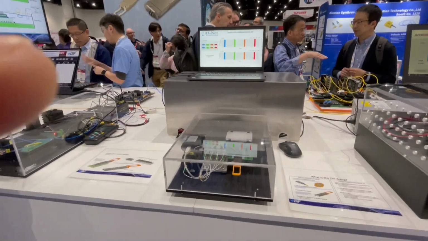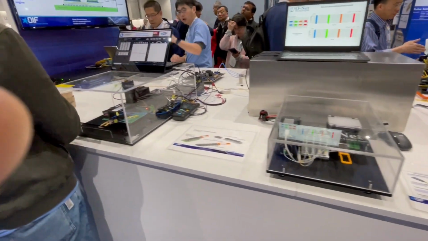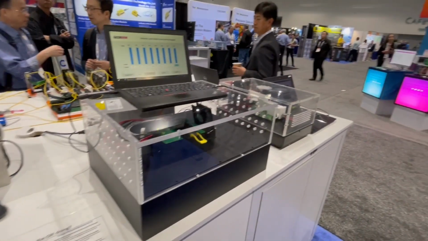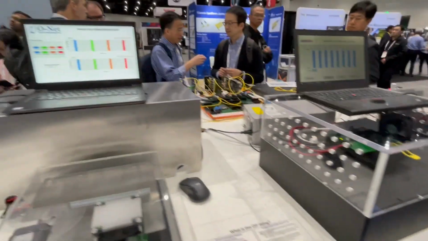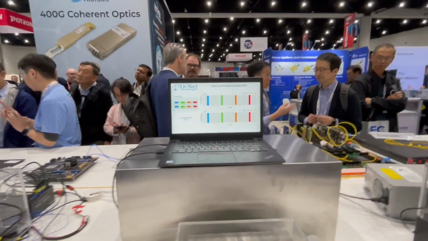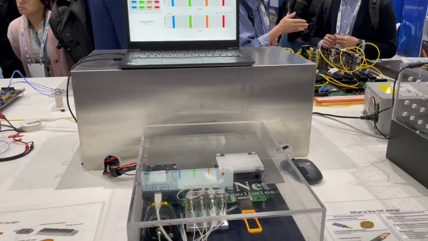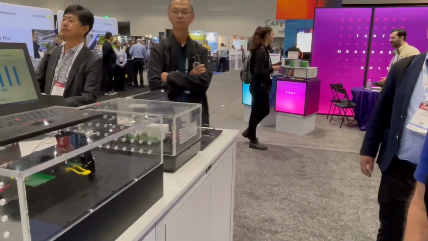Okay, we're on the other side of the table, and what we're looking at here is 4 different demonstrations relating to ELSFP. And Jeff is going to explain what the goals of this project has been. Yeah, so a few years ago, we worked with some of the hyperscalers, Meta and Microsoft, to look at what we do for next generation Ethernet switches.